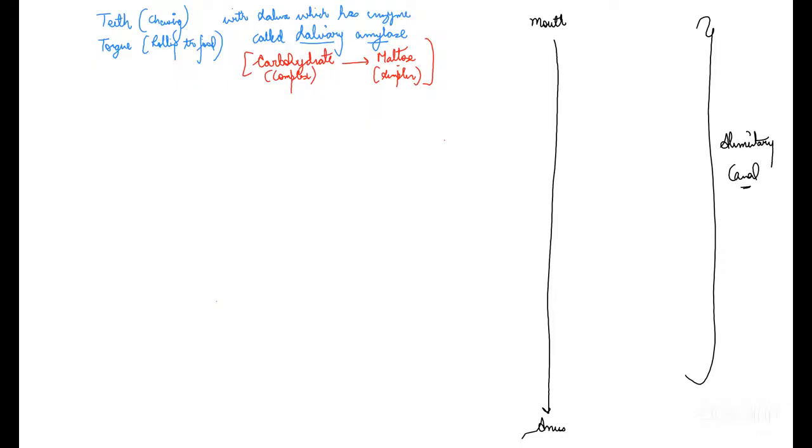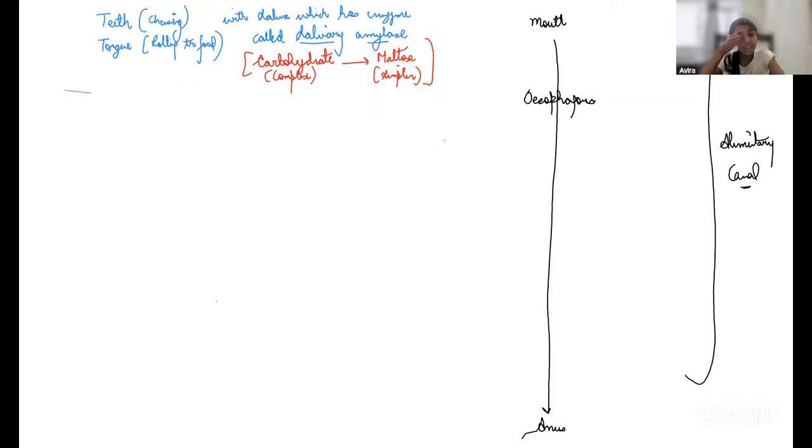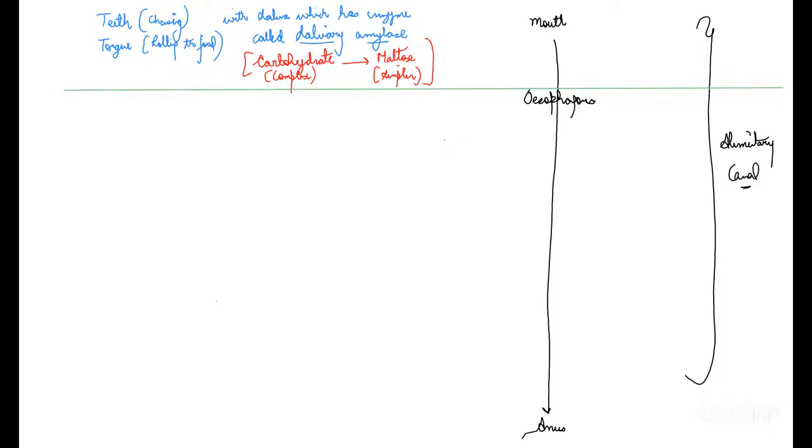Okay. Then after the mouth, the next part is the esophagus. So I will make a green line for you. Yes, please ask me. This alimentary canal is all of these things combined: mouth, esophagus, stomach, small intestine, large intestine, anus. All this comes under the alimentary canal.